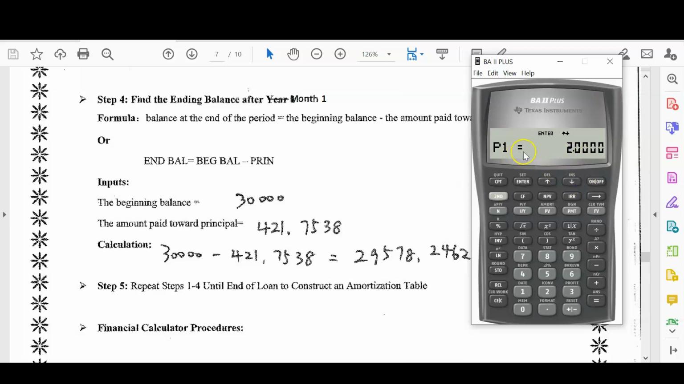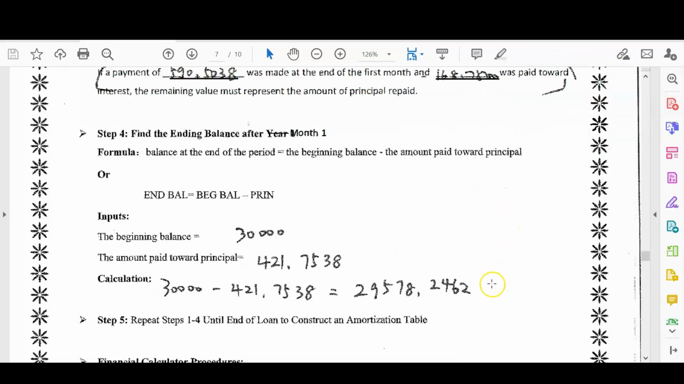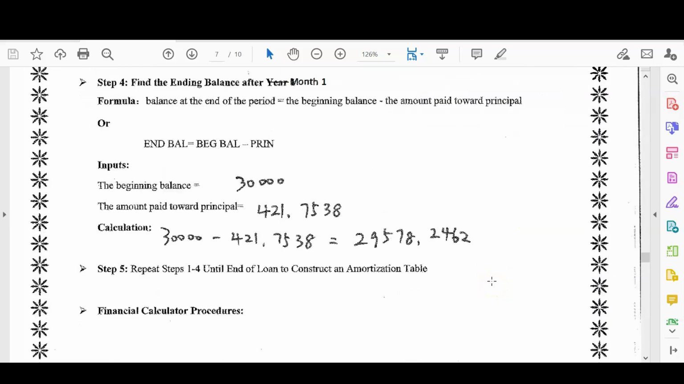Down button. If I want to change it to the third month, I can either press compute or I press 3 enter. Down button, 3 enter. So P1, P2 both go up to 3. So the ending balance in the third month is 28,727. The principal in the third month is 426. Interest for the third month is 163. Okay, so here is how we work this question out.